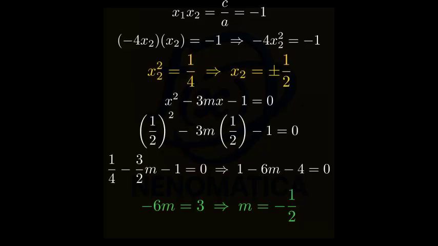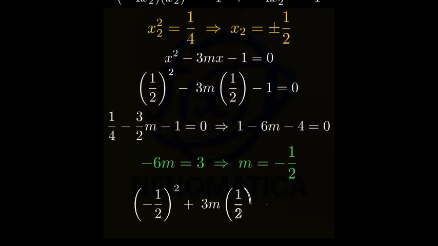First, take x equals positive 1/2. Substituting yields 1/4 minus 3m over 2 minus 1 equals 0. Multiply by 4 to clear denominators, giving 1 minus 6m minus 4 equals 0. Therefore, negative 6m equals 3, and m equals negative 1/2.